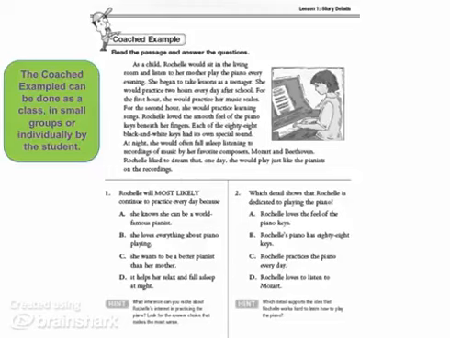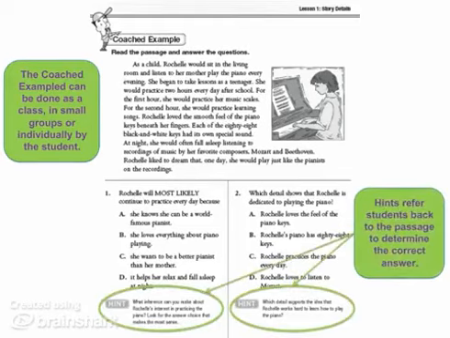The fourth page of the lesson is the coached example, just like in previous Coach books. Students are provided with a short passage followed by a couple of questions that include hints that remind the students to refer back to the passage to determine the correct answer.